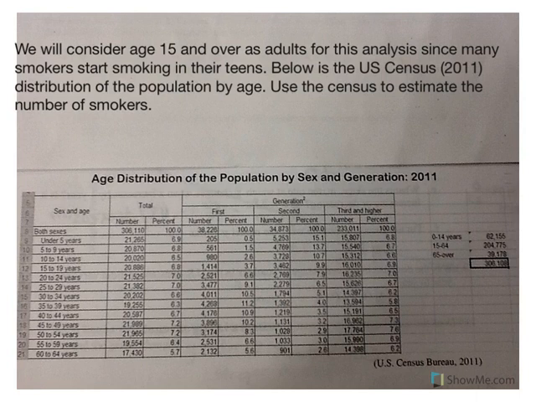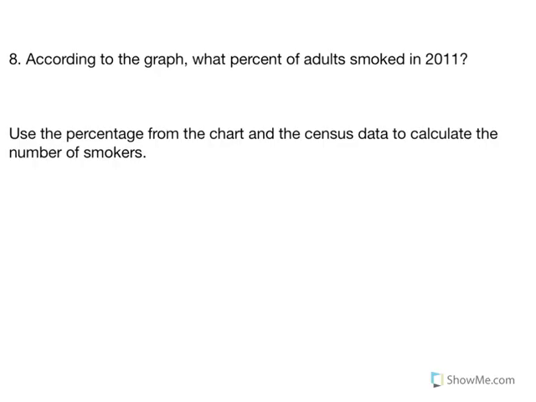All right, in 8 and 9, we're going to use this age distribution, which we saw when we did age dependency ratios back in Unit 1. So we are going to consider age 15 and over as adults, and we're going to use the census to estimate the number of smokers. Notice over here they've totaled things for you, so you don't have to add them all up. They've already done a lot of totaling for you. But let's get to number 8.